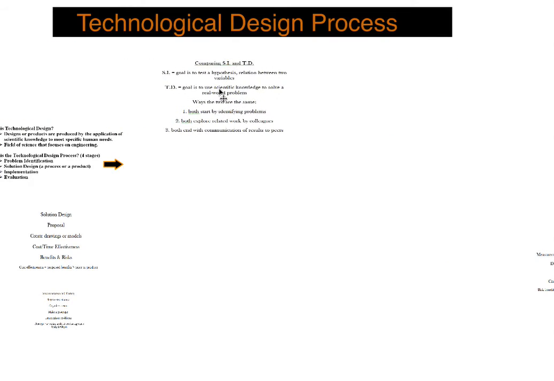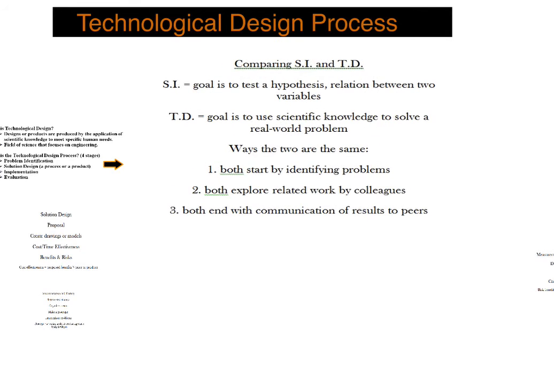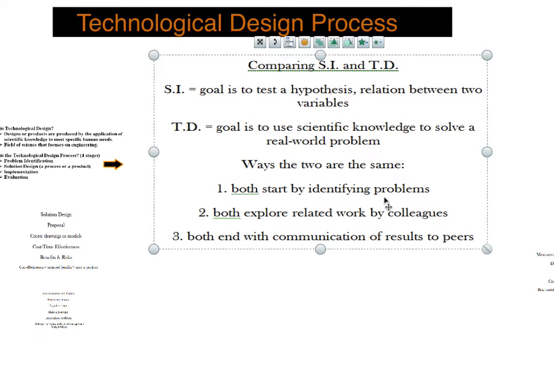First of all, let's define the scientific investigation, or the scientific method, and technological design. The goal of a scientific investigation is to test a hypothesis, or the relation between two variables. So the goal of that investigation is knowledge. Then technological design is oriented towards using that knowledge to solve a real problem. So technological design is going to be, let's have a solution to the problem that we found.